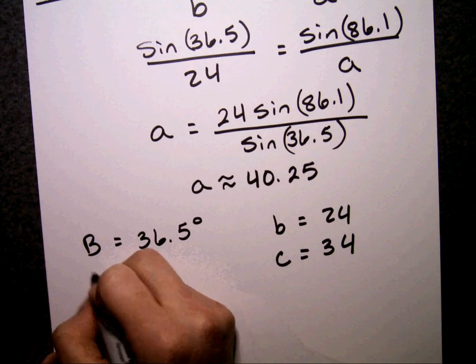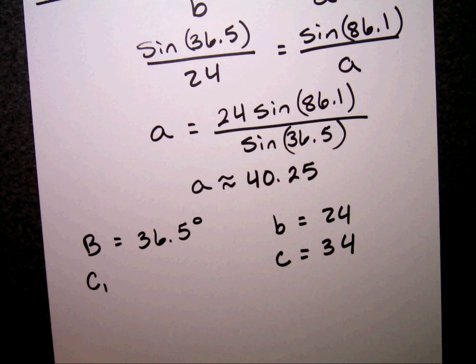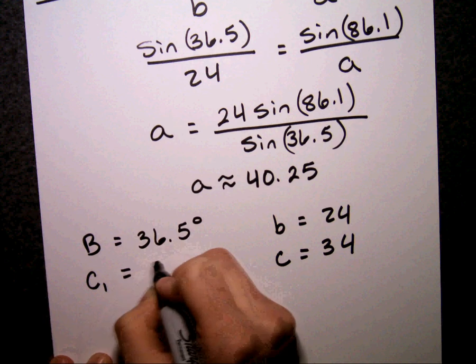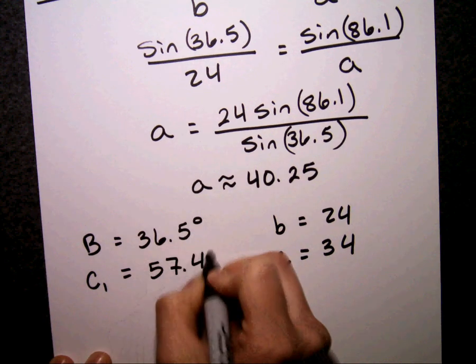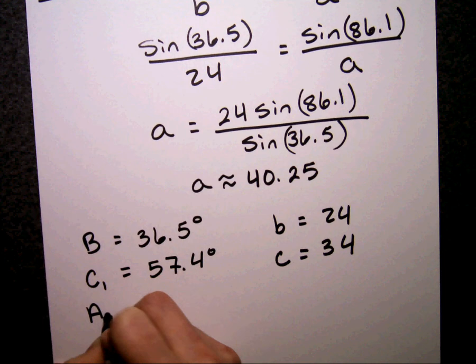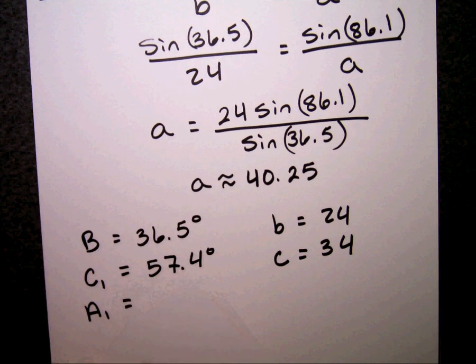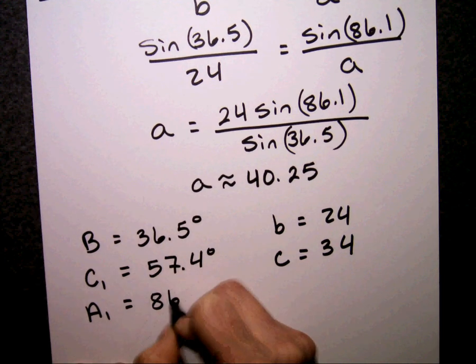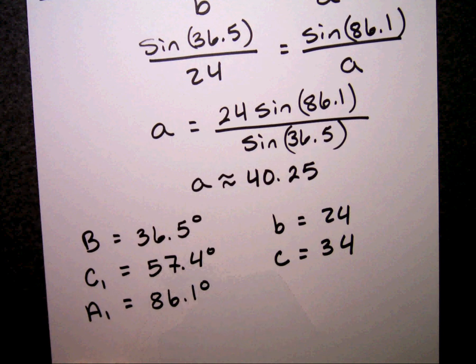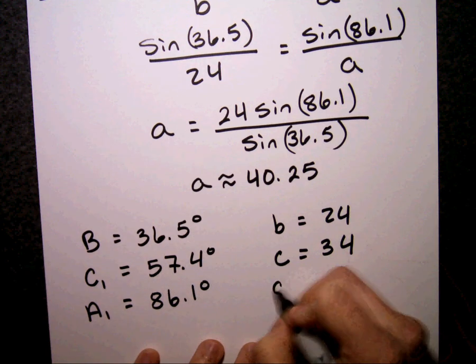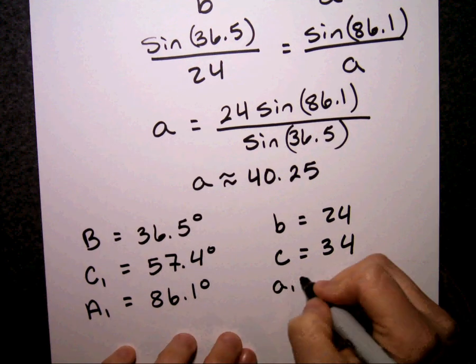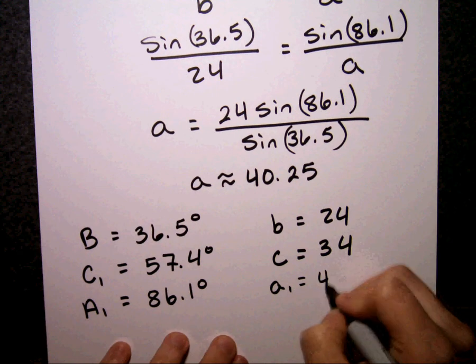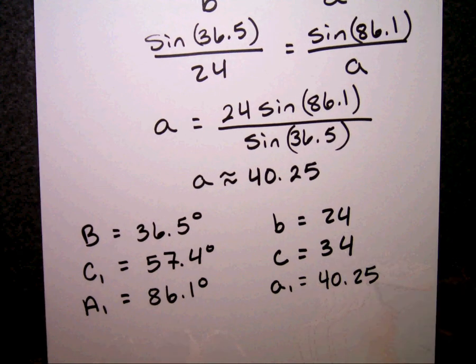So when we first found angle C, the very first thing we did, so C sub 1, for the first triangle, we found that to be 57.4 degrees. And then likewise with angle A sub 1, we found that to be approximately 86.1 degrees. And then when we found side A, again this is just side A for the first triangle, it's 40.25.